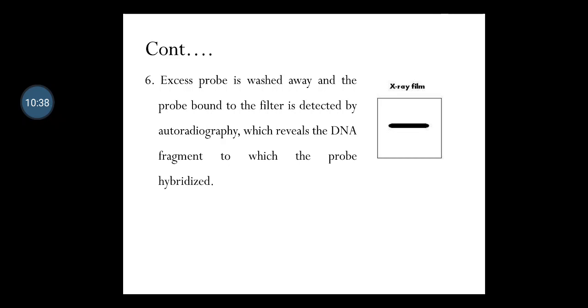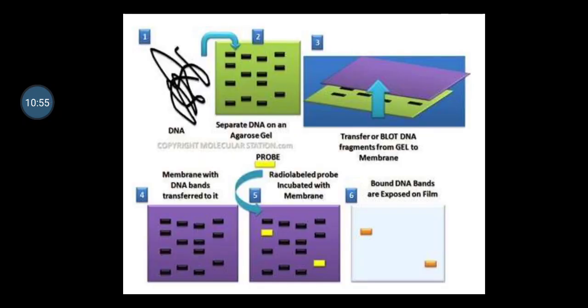At last you get the final probe; the excess probe has to be washed off, and the probe bound to the filter is detected by simple autoradiography, which reveals the DNA fragment to which the probe hybridized. This is the actual position of your material with respect to the blotting apparatus, where you can see that the DNA bands have been exposed to the film and detected by autoradiography.